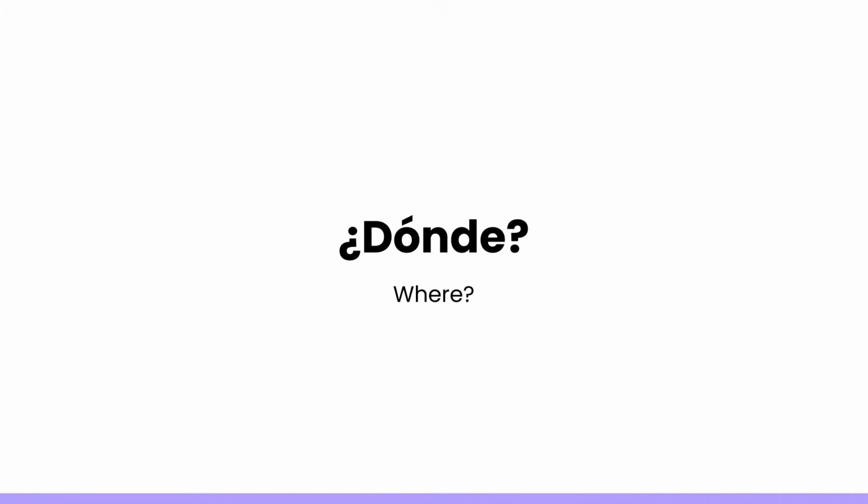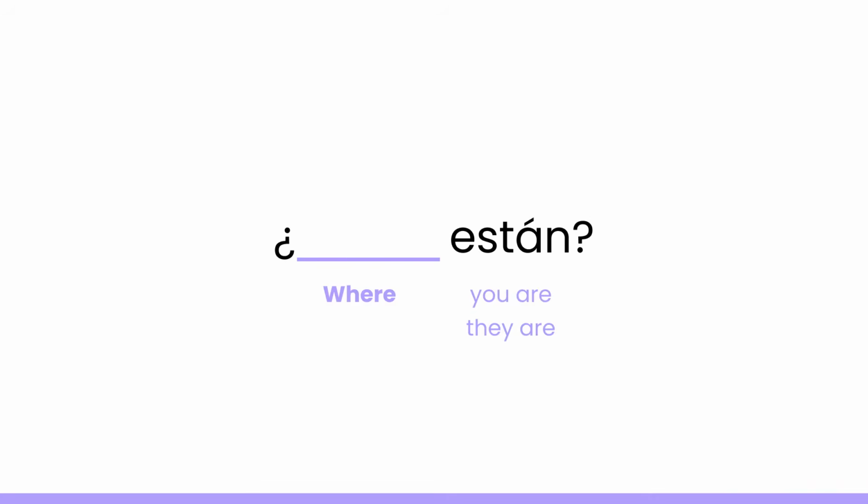Where, which in Spanish is ¿Dónde? Again with the accent on the O. Dónde. So for example, where are you? Or where are they? Están can mean you are or they are, depending on which country you're in. So we would say, ¿Dónde están? Where are you? Or where are they? ¿Dónde están?